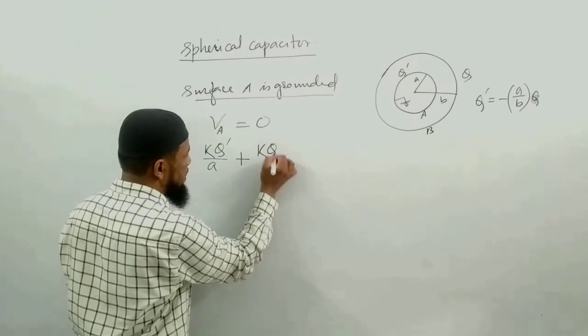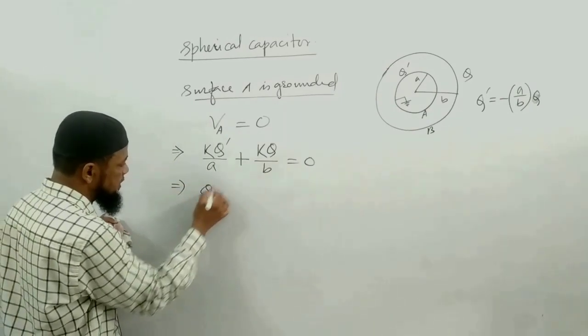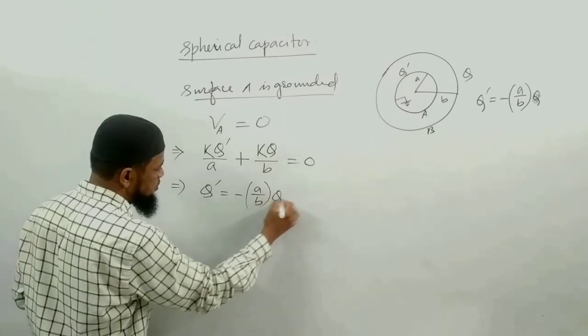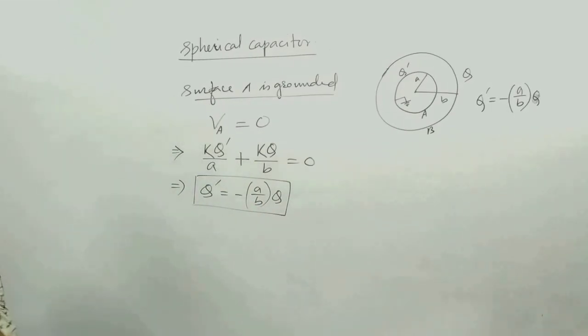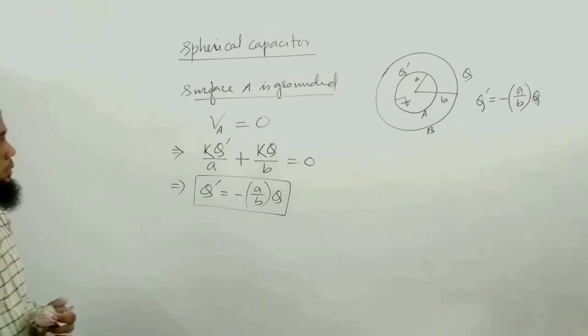So the potential, KQ by B, plus KQ dash by A, is equal to 0. From here you get Q dash, K cancels, Q dash is equal to minus A by B into Q. This is the induced charge on the inner surface, that is Q dash.